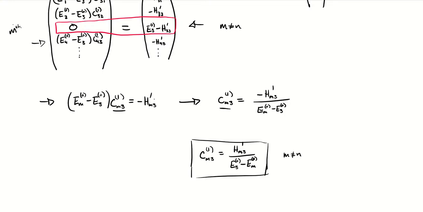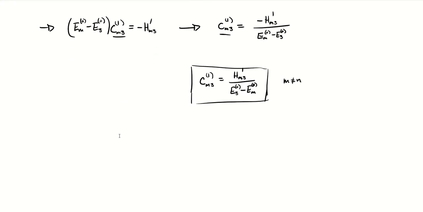So we've got all the coefficients now, or at least an equation for every coefficient in our expansion that tells us what that perturbed state is, except for the m equals n state. That's going to come from normalization.